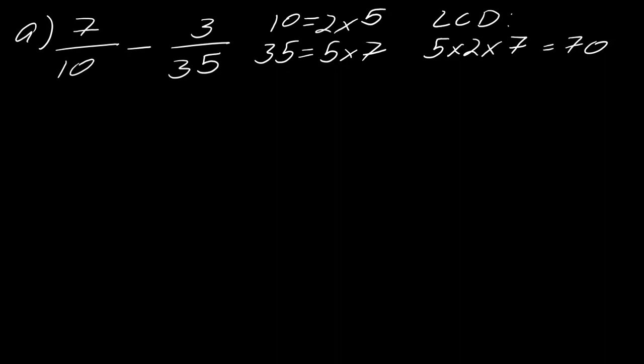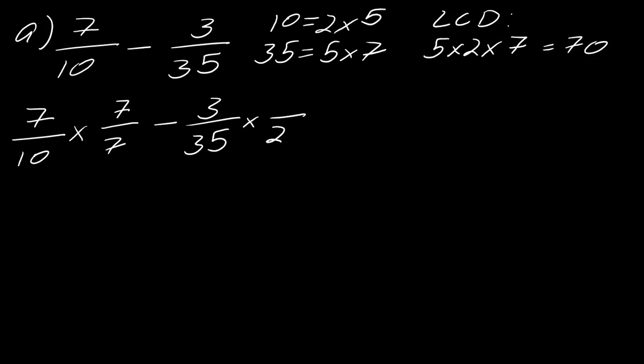So next I can work on getting my equivalent fractions. I will do this using the first method. I'll switch up the methods back and forth. So I've got 7 over 10. What do I have to multiply that by to get to 70? I have to multiply the top and bottom here by 7. And then I've got 35. So I have to multiply 35 by 2 to get to 70.